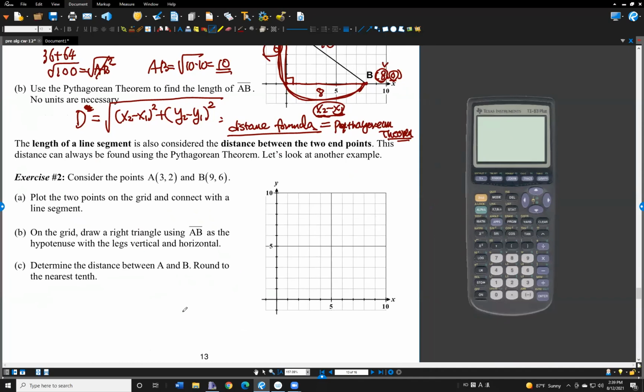So now we're going to have some practice. We have a point 3 and 2. This is the point A. Point B is 9 and 6. X is 9, Y is 6. Now we're going to find the length of this side. On the graph, we can make a right triangle. This side is how much? 9 minus 3, right? That is 6. What about this side? 6 minus 2 is 4.